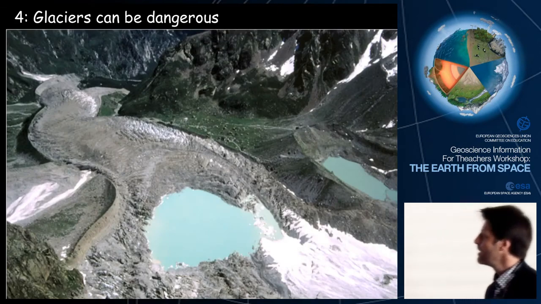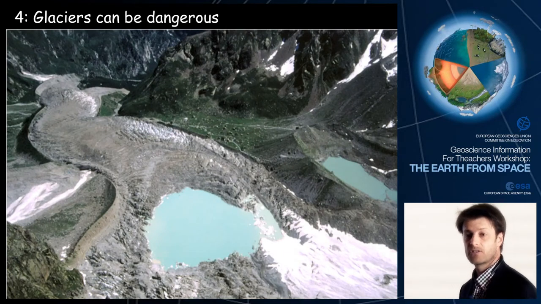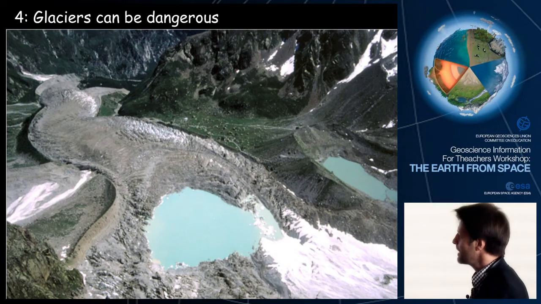One of the most far-reaching glacier hazards are glacier lakes. This is a glacier lake on a glacier which developed some years ago in Macugnaga, Monte Rosa.